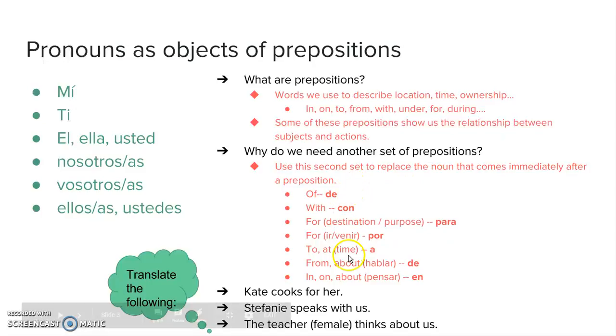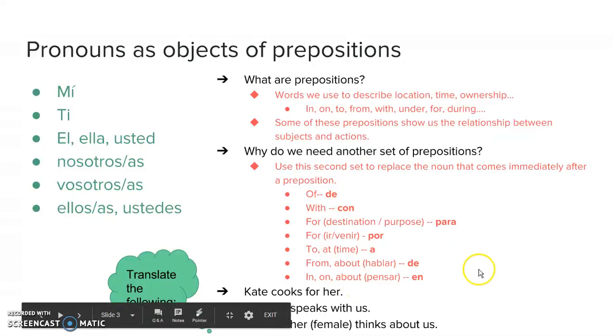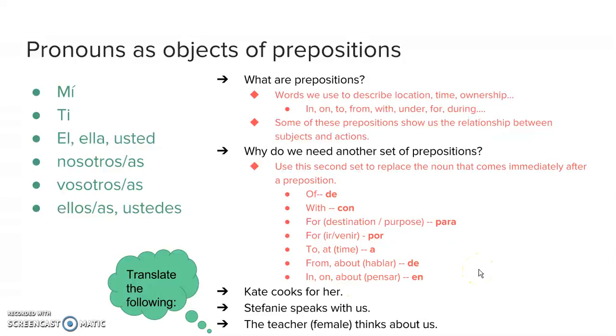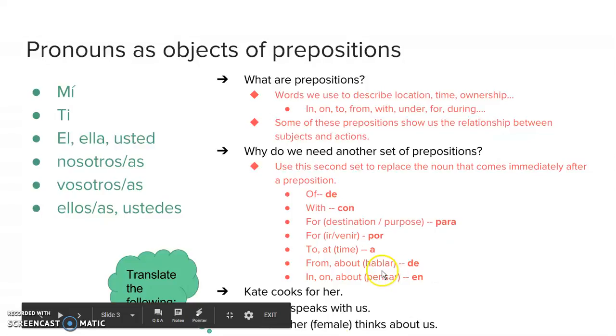These are some very common Spanish prepositions that we use all the time. I believe you saw these in week 4 on episodio 10. Of, de; with, con; for, para; for, por; to, at, a; from, about, de; in, on, or about, en. So here you would say hablar de, pensar en.